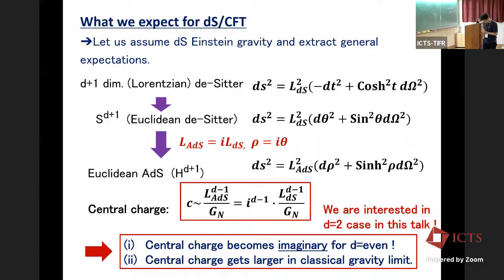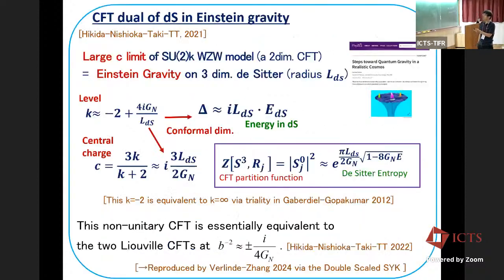So now I'd like to go further. That means, can we really have this imaginary central charge in the d-dimensional case, the d even case? This is the first question: is it possible to find such an example? Actually, we can find one by some analytical continuation. This is my work with Hikida, Nishioka and Taki a few years ago. One such example is given by the large central charge limit of the SU(2) level k Wess-Zumino-Witten model. But the details of the model are not so important. Actually, we can pick some effective model like Liouville CFT, as I will explain.